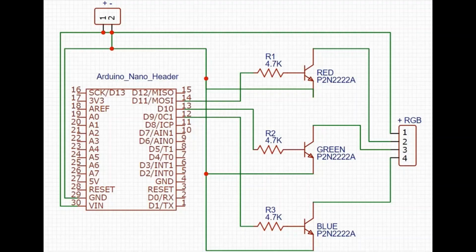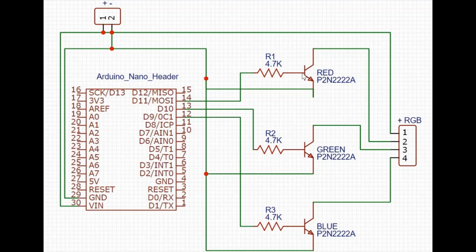This is the circuit diagram. 12 volts from the power supply is connected to the ground and V-in pin of the Arduino Nano, and the V-in pin is connected to an onboard regulator inside the Arduino, which converts the 12 volts into 5 volts, which it can later use. The 12 volts is also connected to the RGB LEDs, and there are 3 transistors, and they are connected to the Arduino via 4.7 kilo ohm resistors.